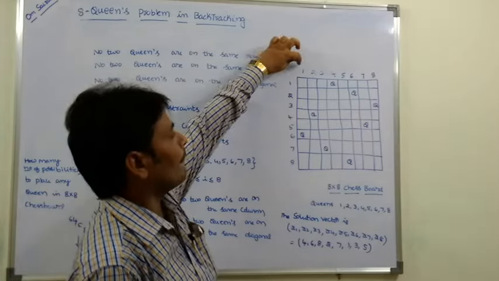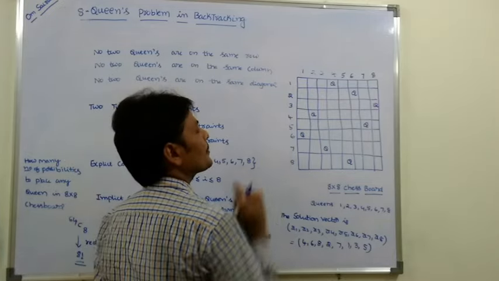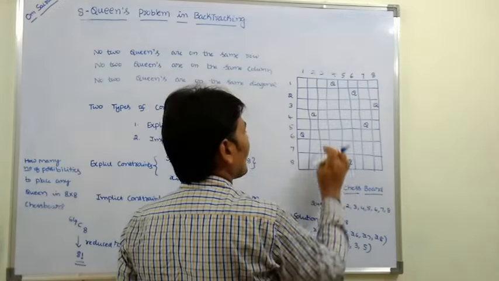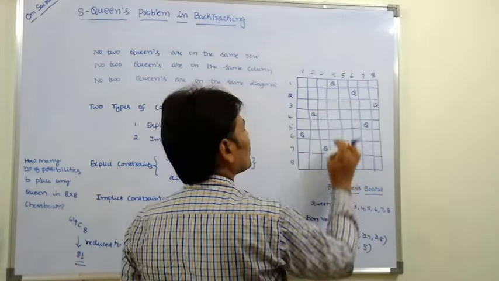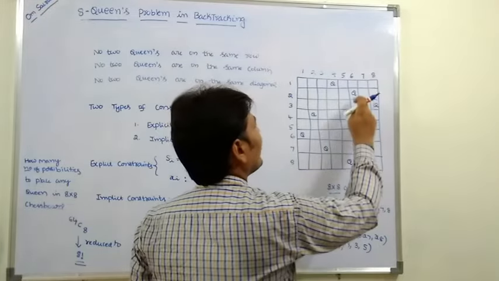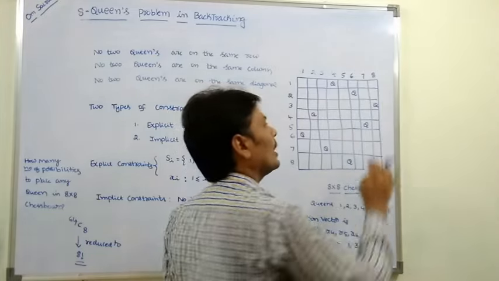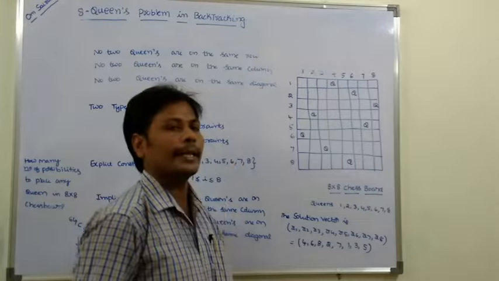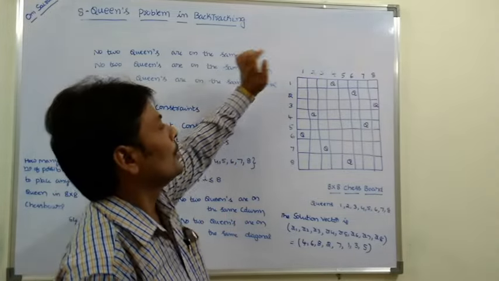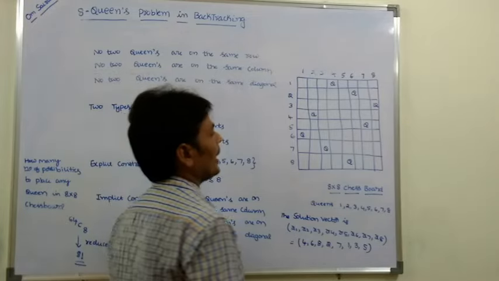So each and every column contains only one queen. First column contains only one queen. Second, third, fourth, fifth, sixth, and seventh columns contain only one queen. And the eighth column contains only one queen. So no two queens are on the same row. No two queens are on the same column. No two queens are on the same diagonal.